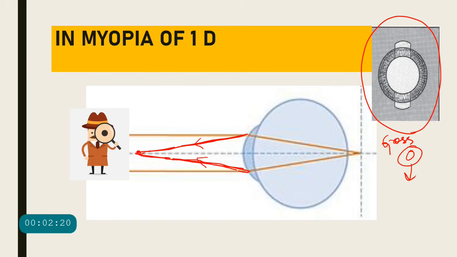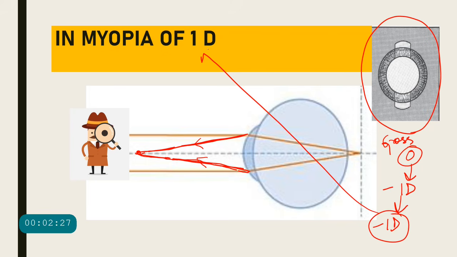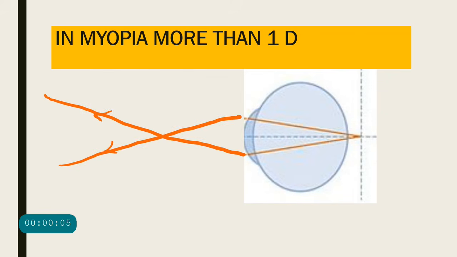Okay, and now if you subtract the working distance of 1 diopter, how much error you get? You get 1 diopter, and this is correlating with myopia of 1. Let us see in a patient who has myopia more than 1 diopter. So what does it mean? More than 1 diopter means, say the patient has myopia of about 1.5 diopters.